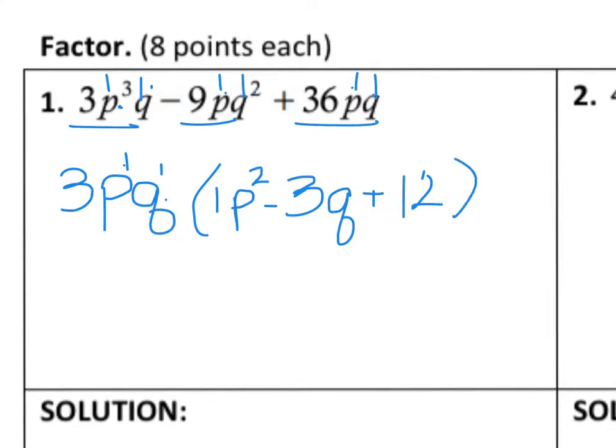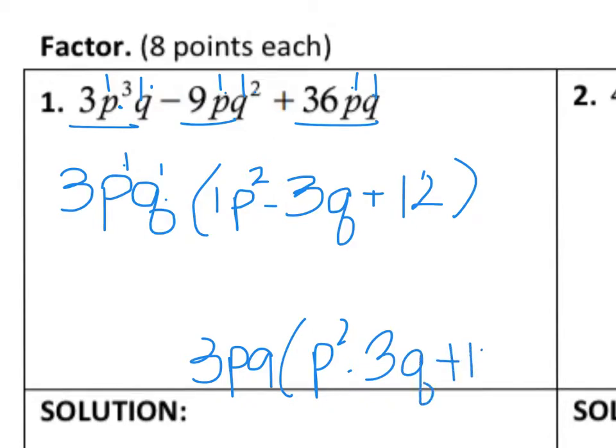So now I'm left with this trinomial. And I'm just going to clean my answer up a little bit and say that 3pq was my GCF, and p squared minus 3q plus 12.